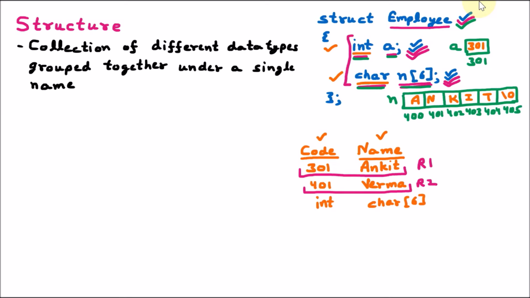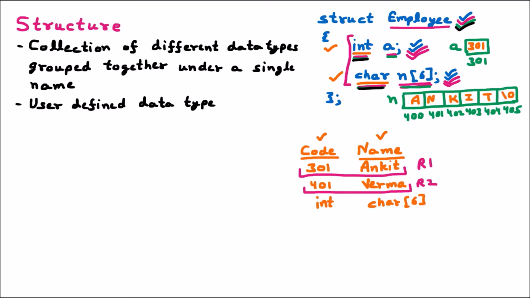So depending upon the user, we are going to create the structure. That's why it is called the user defined data type. It means it is the user who decides which data type should be part of the structure. Here we can see that inside the employee we have one integer data type and the second one is the character data type. So this is depending upon the user. That's why it is called the user defined data type.